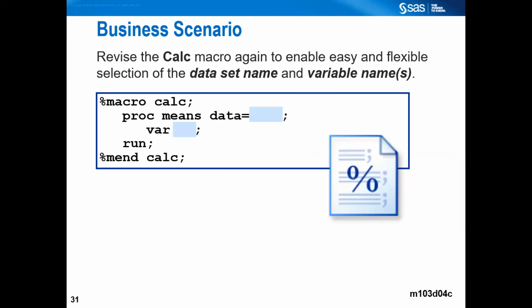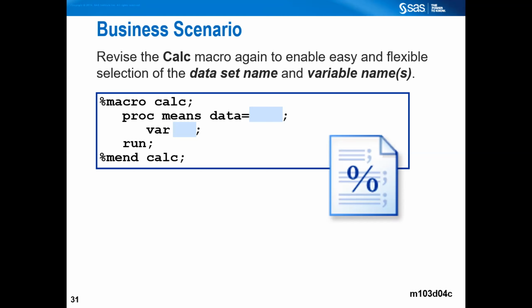All right. Now revise your calc macro again to enable easy and flexible selection of your dataset name and variable name. So you complete this statement, but you do not write any input source of your dataset. Now, why are they giving you this scenario? Because you want to make your program more flexible. You want it automated, because the same program, that is proc means, can be used on various data sets. It's not restricted to only one table, correct? Are you getting what it's trying to tell you here?